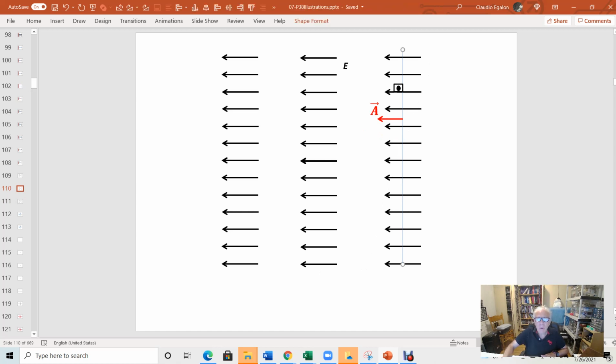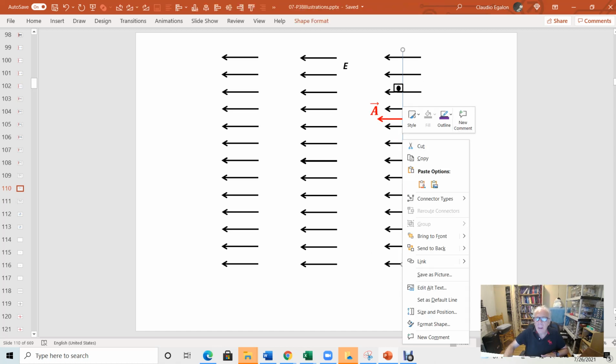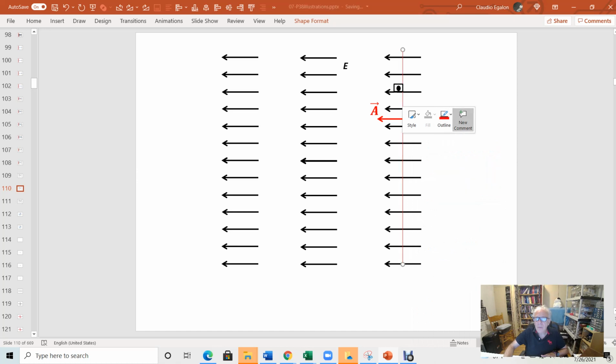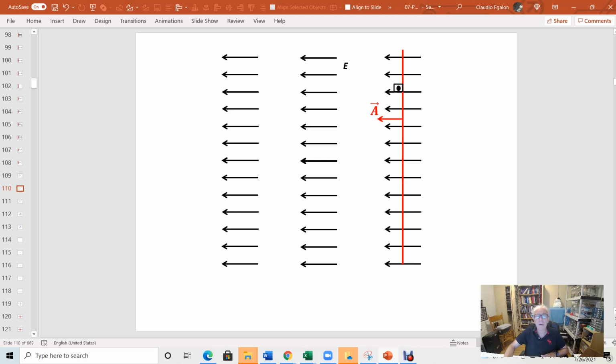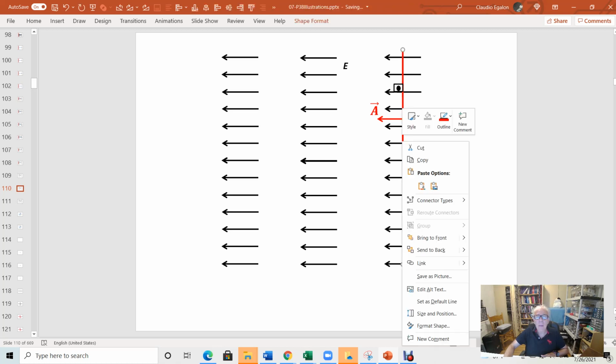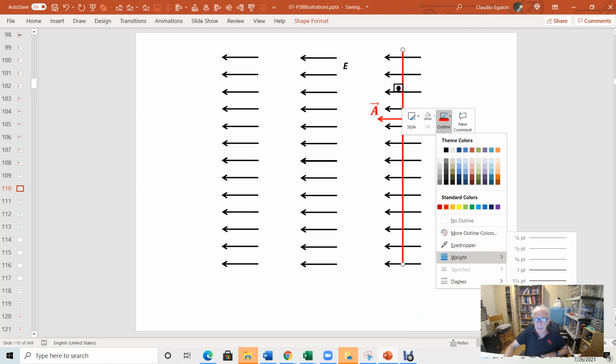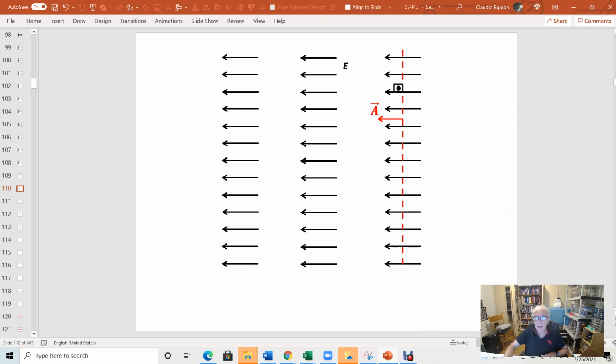I'm going to do a nice drawing here. I'm going to put the surface red and thick so you can visualize it better. Don't forget this is an imaginary surface, so I'm going to put it dashed. Right now you have most of the lines crossing the surface because the area vector is parallel to the electric field line.